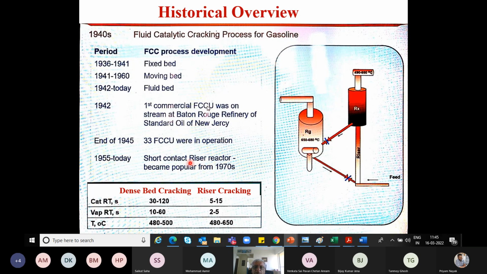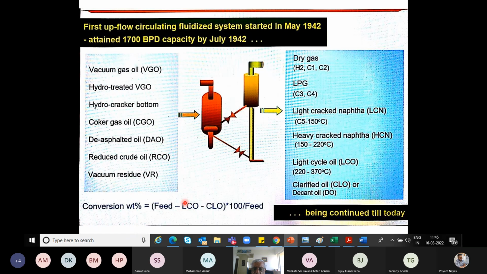And actually today, as we speak from 1955, this fluidized bed system has been replaced by a short contact riser reactor. And I will explain this particular mechanism in a moment. But just to compare the two, I'll come back to that slide. So let me first explain, and then I will come back to that slide.